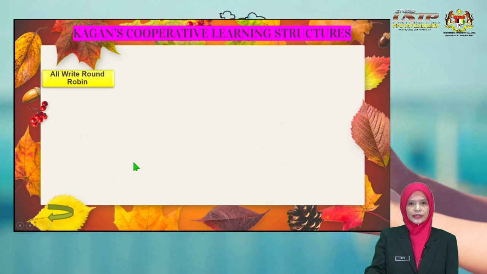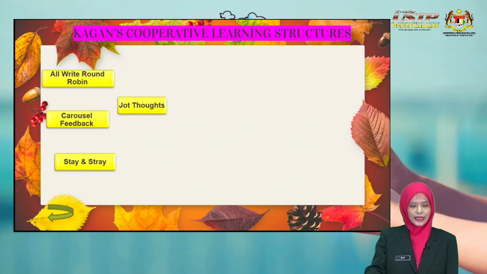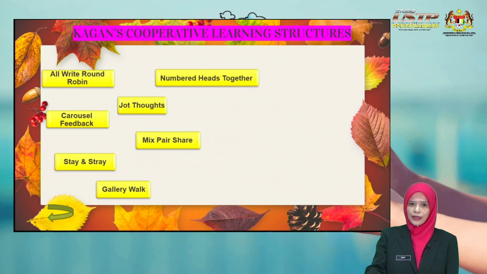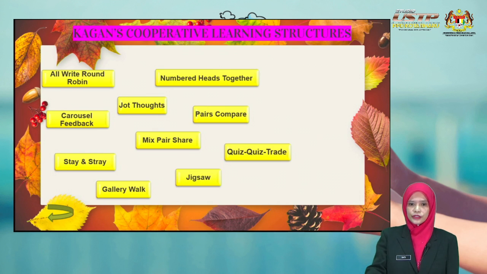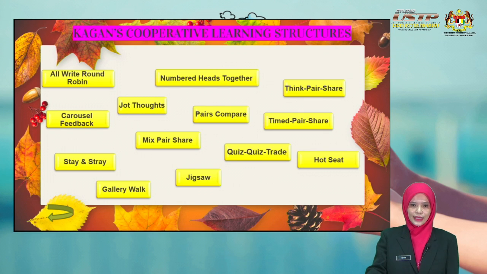In Kagan's cooperative learning structures, we have all right round robin, carousel feedback, chalk talks, stay and stray, mixed pair share, gallery walk, numbered heads together, pass compare, quiz straight, jigsaw, time pair share, think pair share, hot seat, and the last one is round robin.